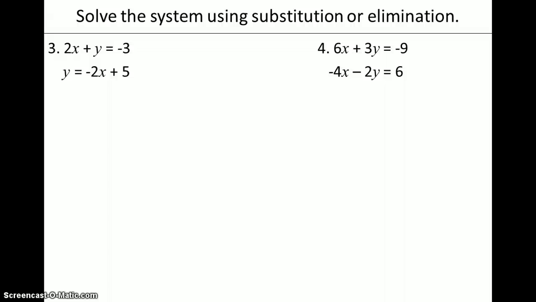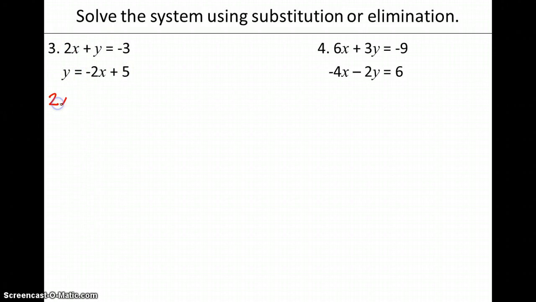So for number 3, 2x plus y equals negative 3, and y is equal to negative 2x plus 5. So my two choices are substitution or elimination. For me, it makes sense to pick substitution. Why? Because one of the variables is already isolated. So from here, I can take this and plug it in here.